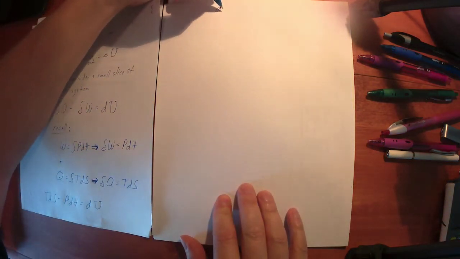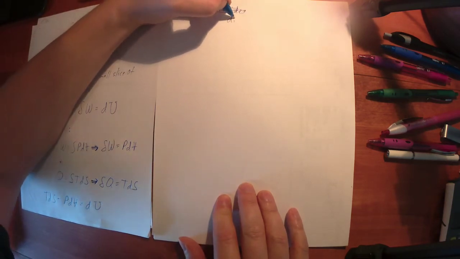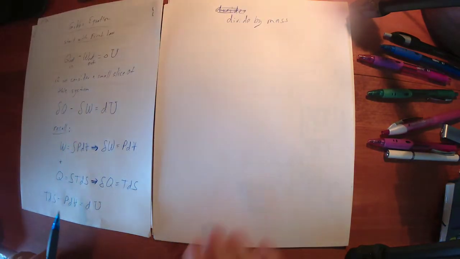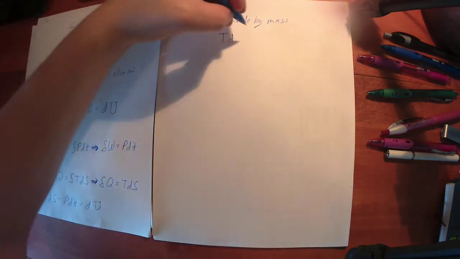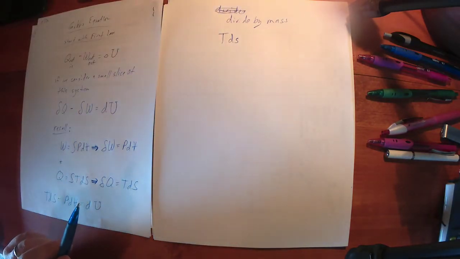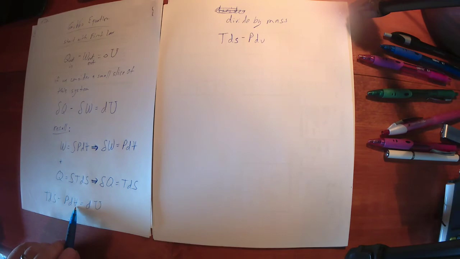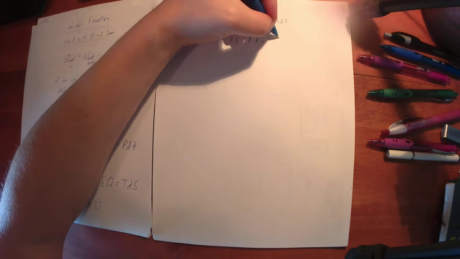And we don't know how big or small our system is, so let's divide by mass. And then it doesn't matter how big or small my system is. Well, the temperature doesn't care how big or small the system is, it's still temperature. The entropy, though, is an extensive property, so it does depend on how large this system is. So that's T ds minus P dv, again, big V divided by mass is little v, and big U divided by mass is little u.